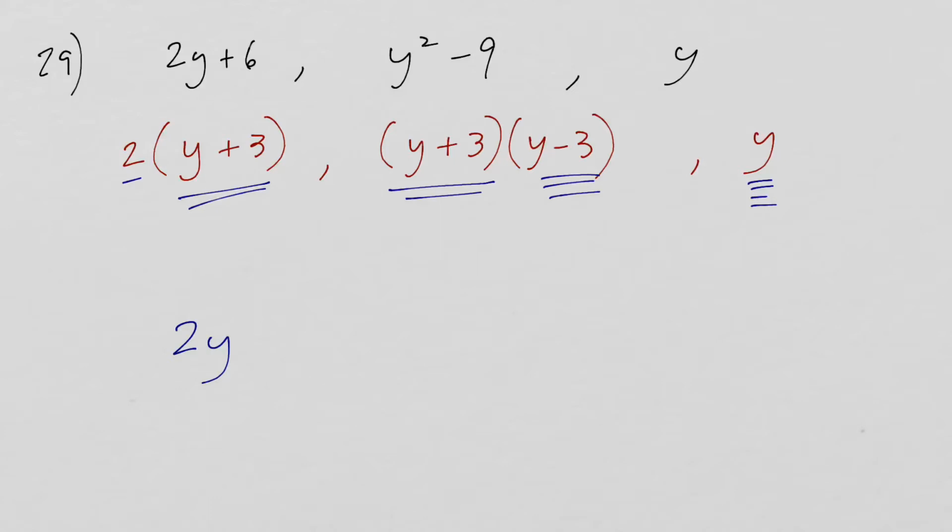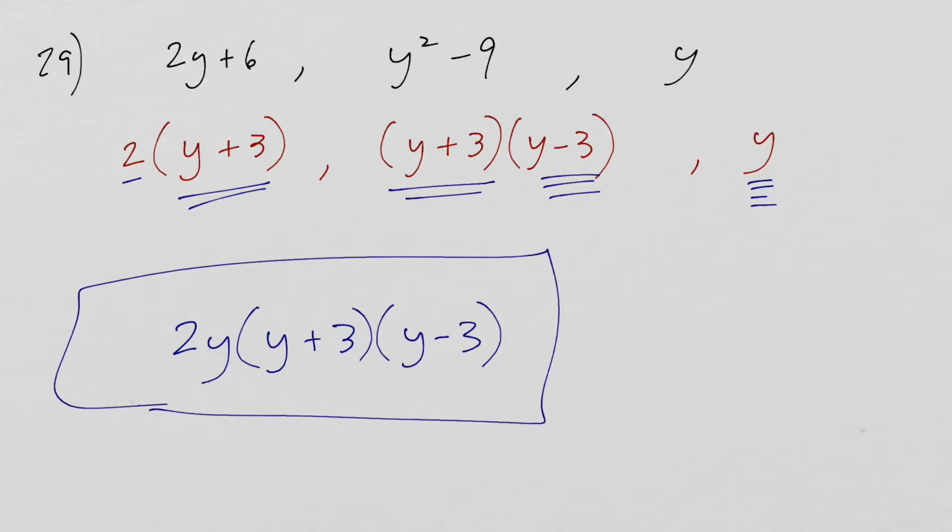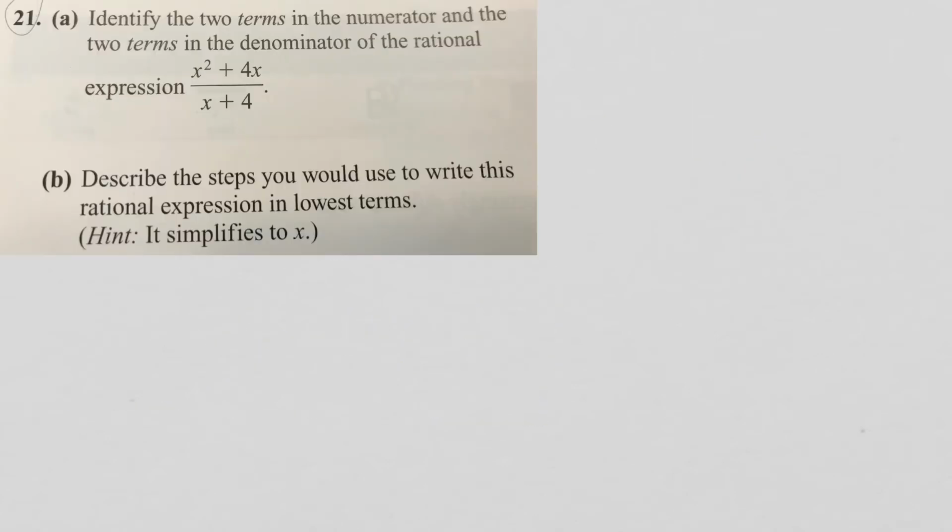So 2y is going to come first, and then y plus 3 and y minus 3. So that's our final answer for the LCD. Okay, they're asking you to identify the terms. And remember, terms are separated by a plus or a minus. So the two different terms in the numerator are x squared and 4x. The two different terms in the denominator are x and 4.